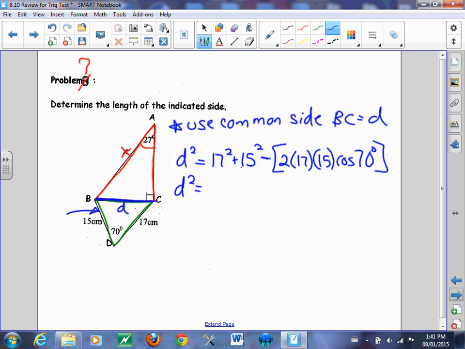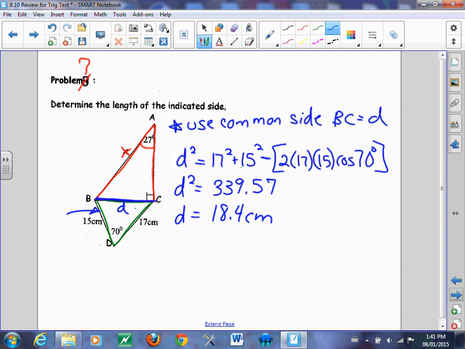Plug her in, ladies and gentlemen, and by this time maybe you can take it all and plug it all in the calculator. If you plug it all in, you're going to get 339.57. Take the square root of that. So D equals 18.4 centimeters.